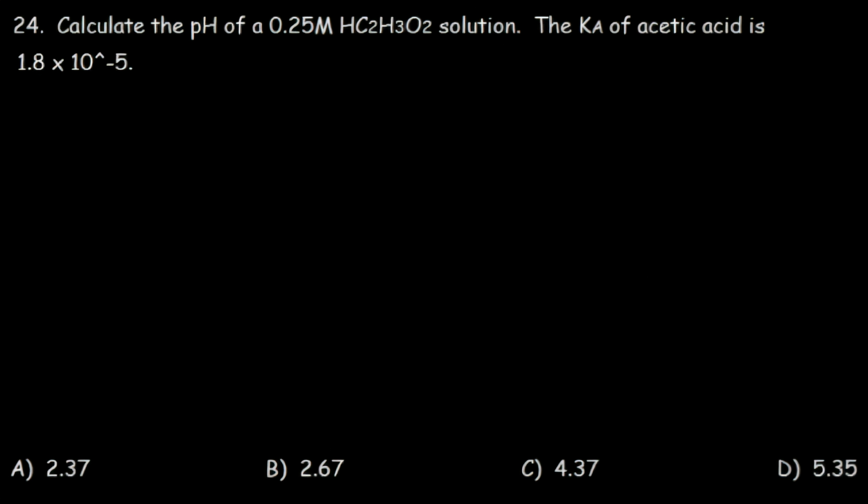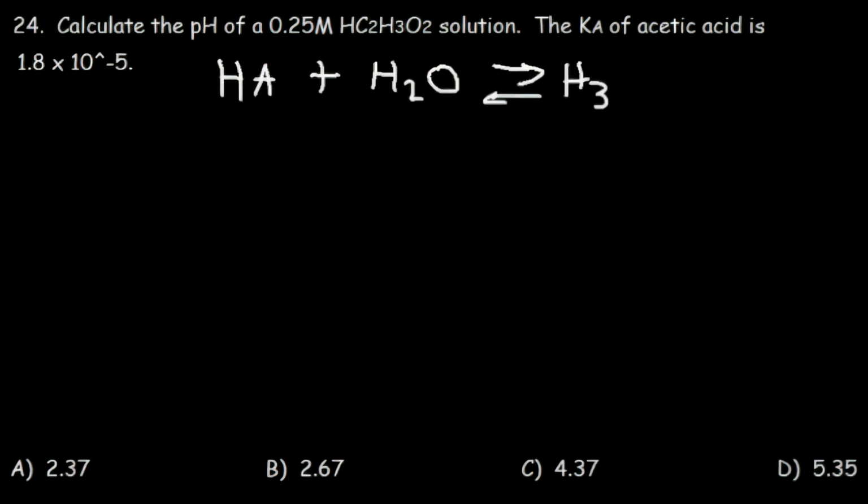24. Calculate the pH of a 0.25 molar acetic acid solution. The Ka of acetic acid is 1.8 times 10 to the minus 5. So for this problem, you could use an ice table, or you can just use an equation. But let's start with an ice table. So we have a generic weak acid, which I'm going to write as HA, and when it reacts with water, it's going to generate H3O plus and the conjugate base A minus.